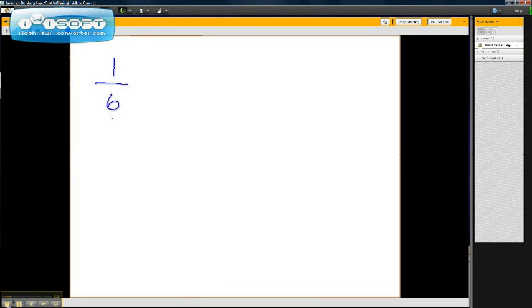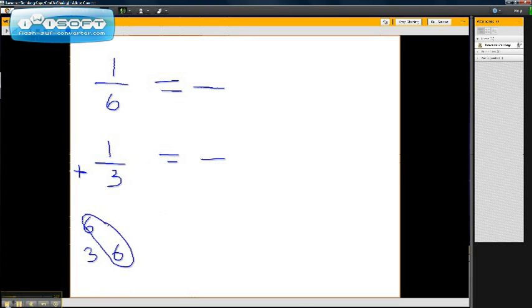So I have 1/6 of an hour plus 1/3 of an hour. And it's plus. Okay. So right away, I'm going to set this up. Multiples of 6, I have 6 times 1. Multiples of 3, 3 times 1, 3 times 2. Common denominator is 6. Found that one fairly easy enough.